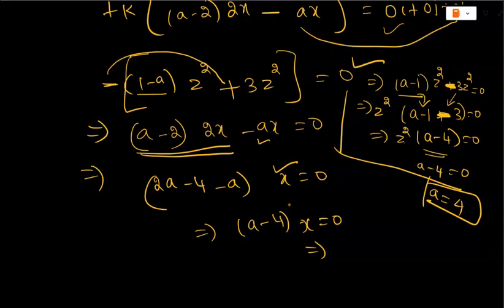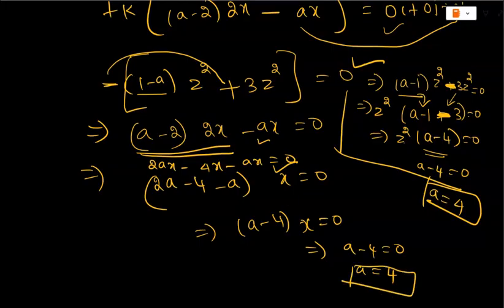So if you want, you can write one more step extra: 2ax minus 4x minus ax is equal to 0. Now you take x common: (2a minus 4 minus a) into x is equal to 0, which implies (a minus 4)x is equal to 0. And finally, x cannot be equal to 0, which implies a minus 4 is equal to 0, which implies a is equal to 4.